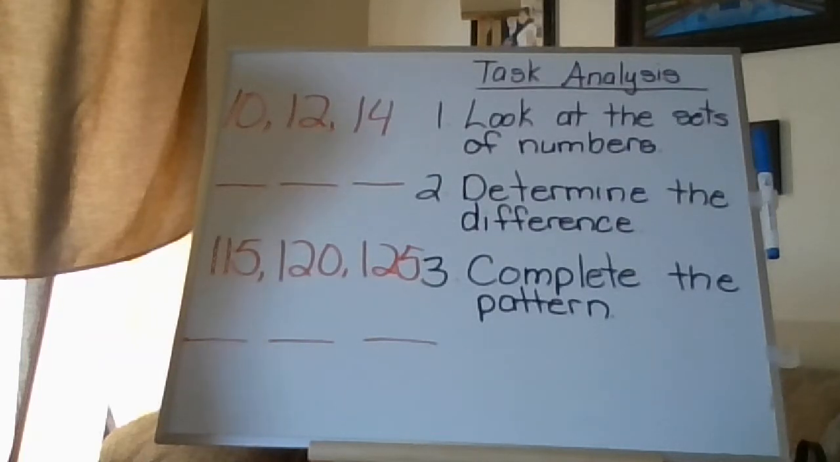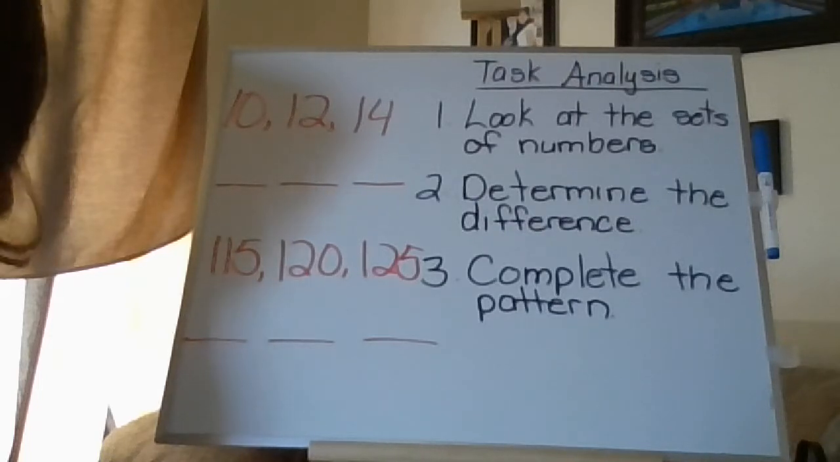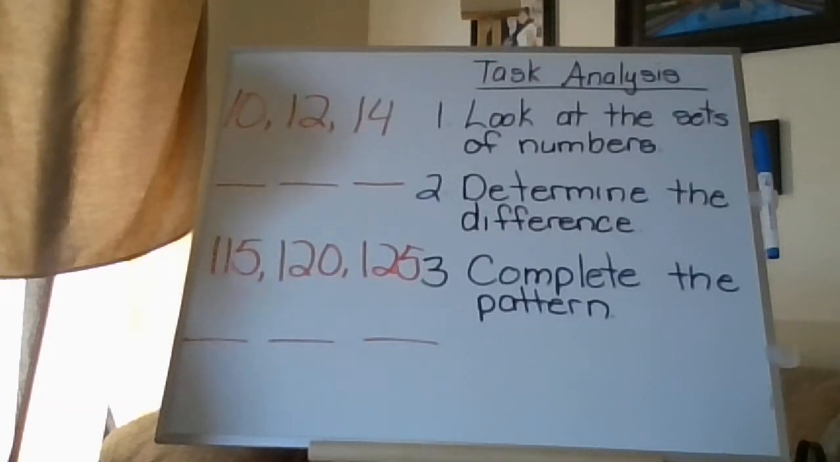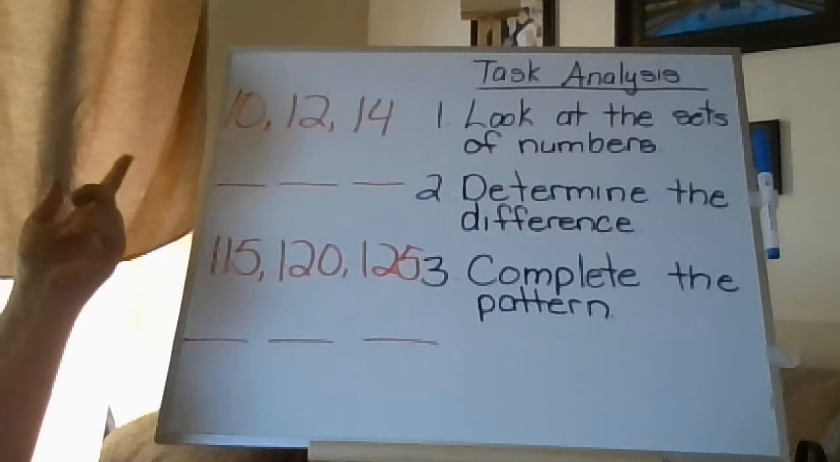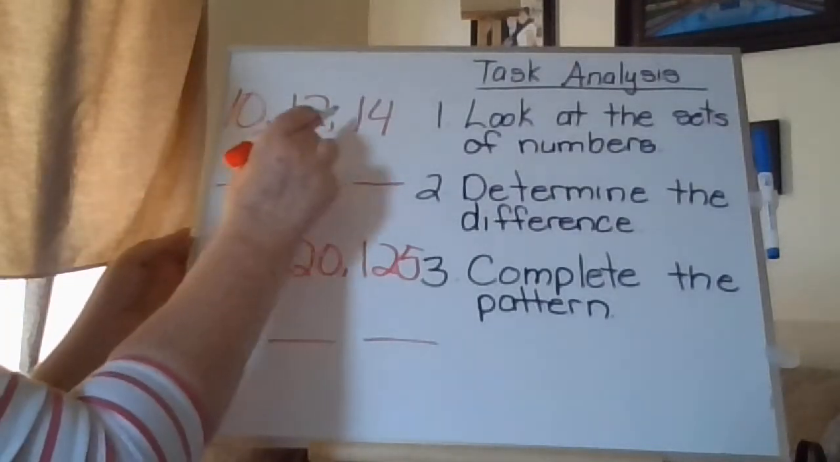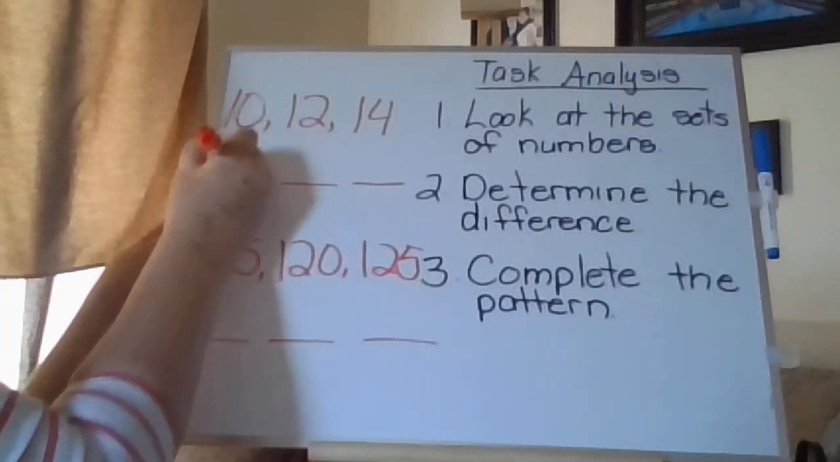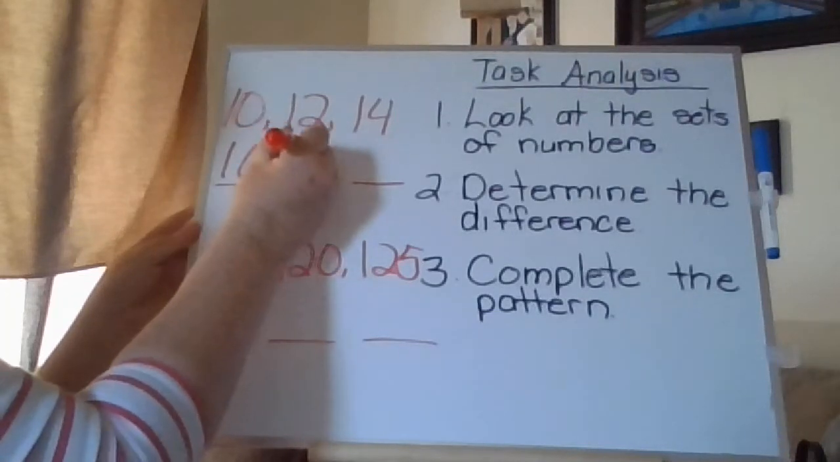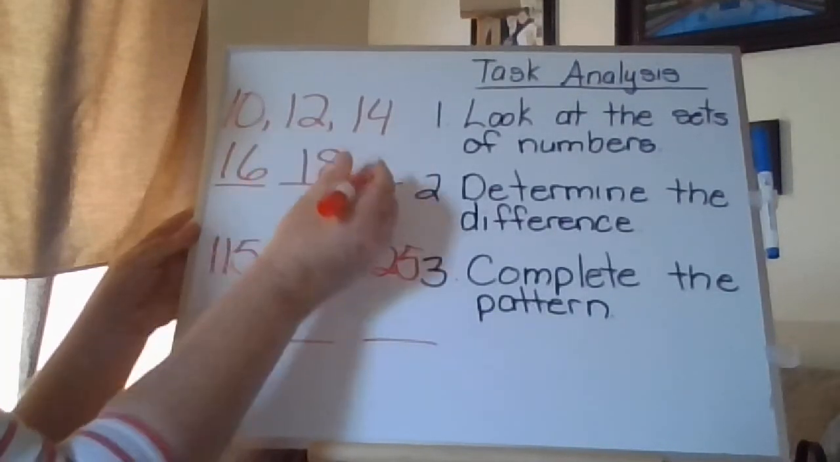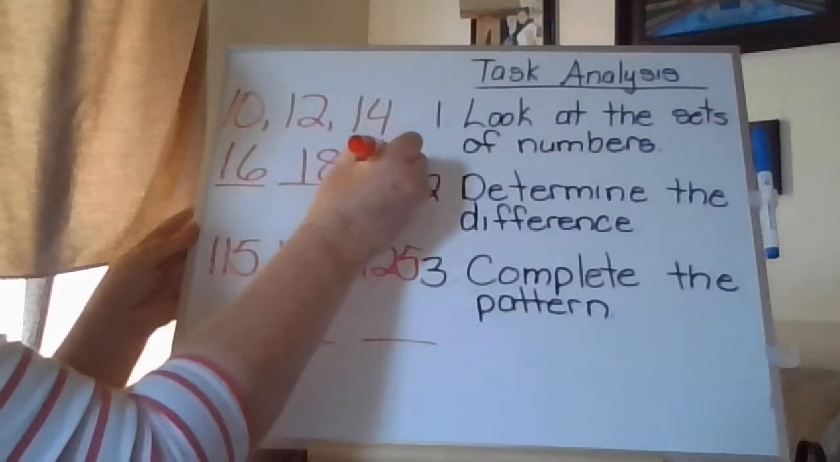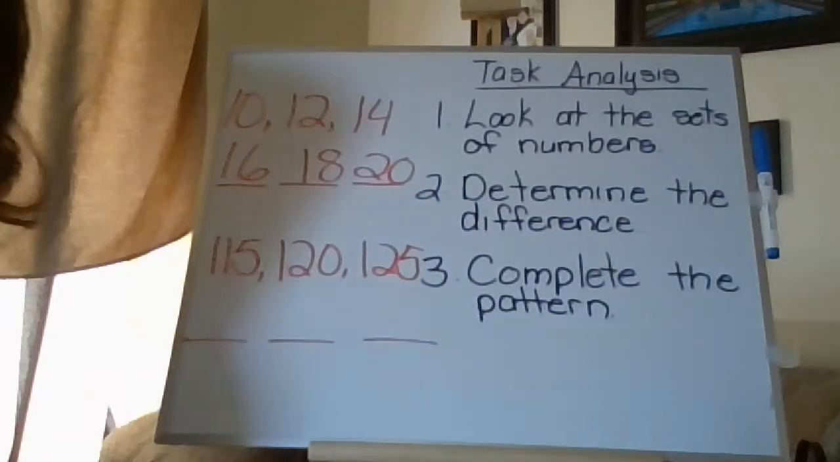Step 3 says to complete the pattern. We are going to write the next 3 numbers in the pattern. Okay? Skip counting by 2. So if we have 10, 12, 14, 16, 18, 20. That would be completing the pattern.